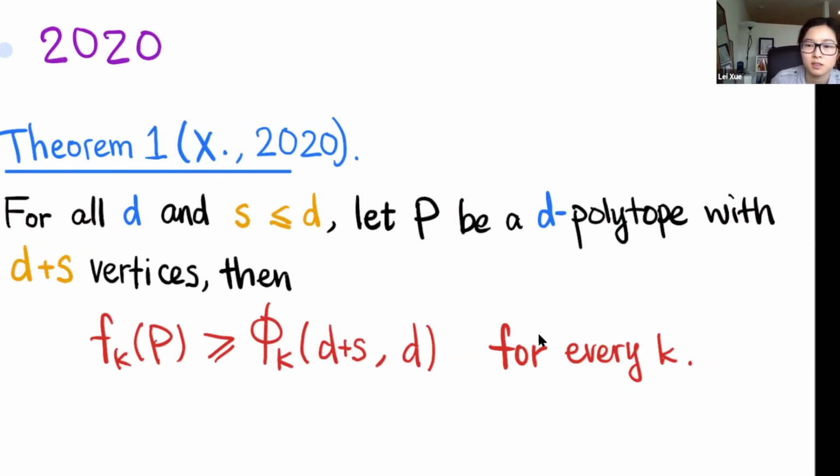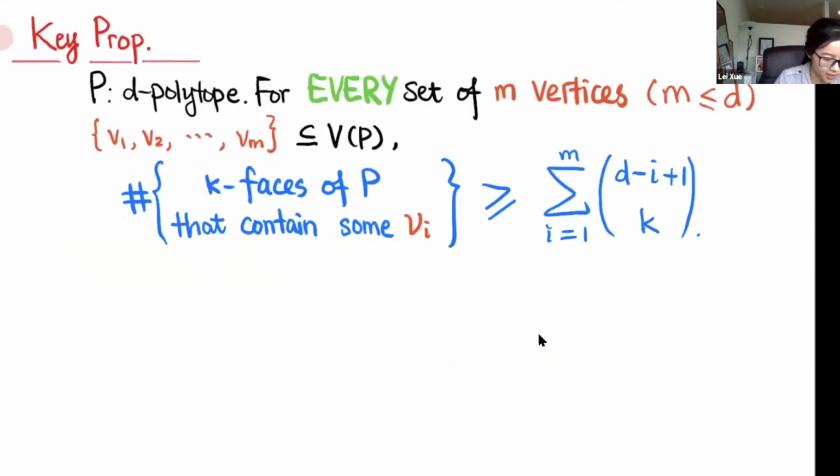Okay, so we're going to start. Before proving the theorem, we're going to show what I call a key proposition. For the key proposition, we don't care about the number of vertices. Let's assume P is just a D polytope. And we pick a set of vertices of P of size M, so at most D vertices. We label them V1 through Vm. And we're going to show that the number of K faces of P that contain at least one vertex from this set will be at least this bound, the summation of binomial coefficients on the right-hand side.